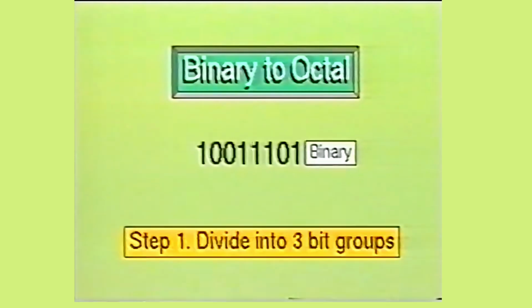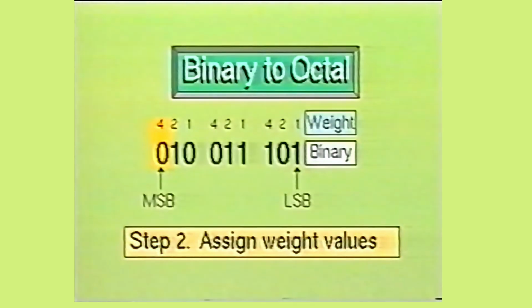Now suppose we had only an 8-bit binary group of digits. As you will see, the conversion process is the same regardless of the number of binary bits. First, we must divide the digits into groups of 3, starting from the right. Then we assign weight values to the binary bit groups. As you notice, the most significant bit group only contains 2 digits. Basically, we could say this group does not contain a 4, so we will place a 0 below this weight factor.